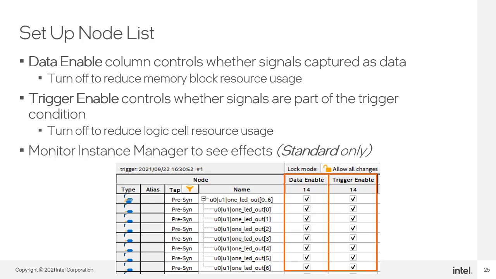The disabled signals can still be used as part of a trigger condition definition. If Trigger Enable is disabled, the corresponding signals cannot be used as part of a trigger condition definition. This can help reduce logic resources used by the logic analyzer. As signals are disabled for data or triggering, the resource usage estimator updates in the instance manager to give an indication of the logic and memory savings obtained through the changes.